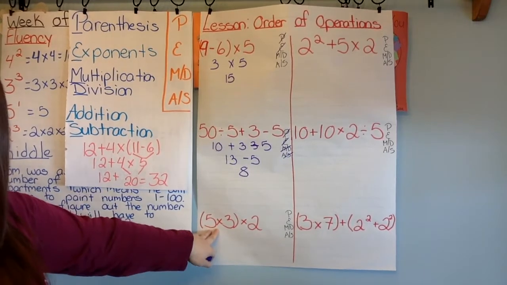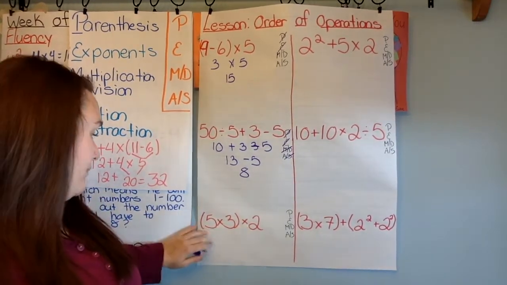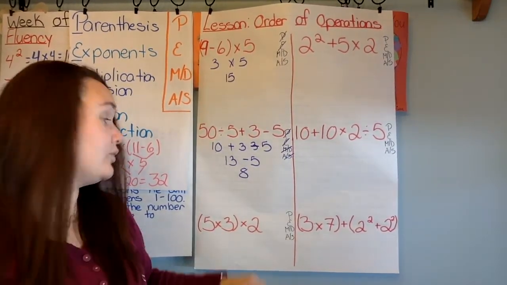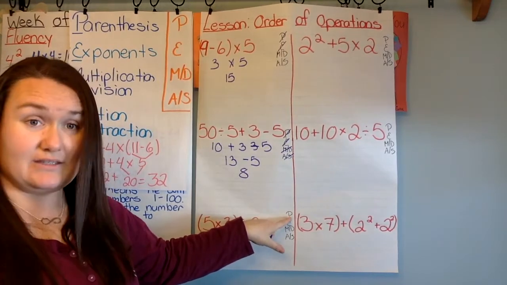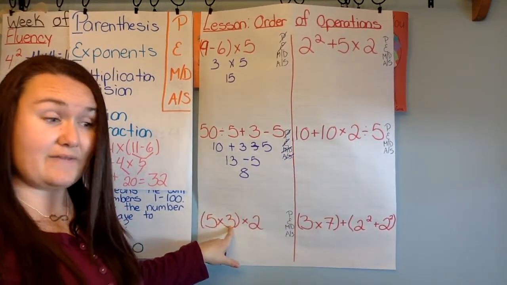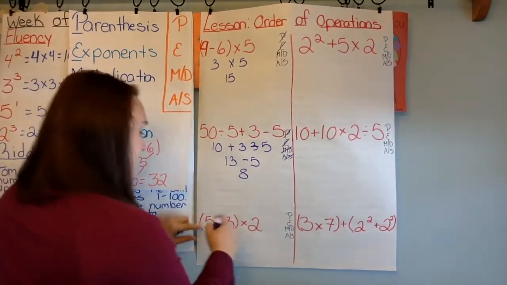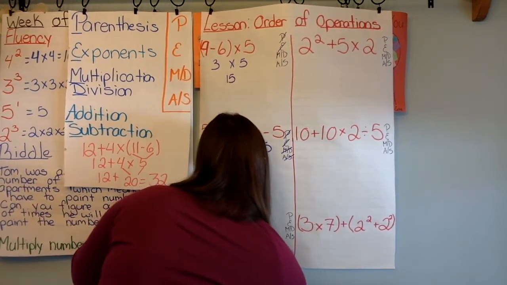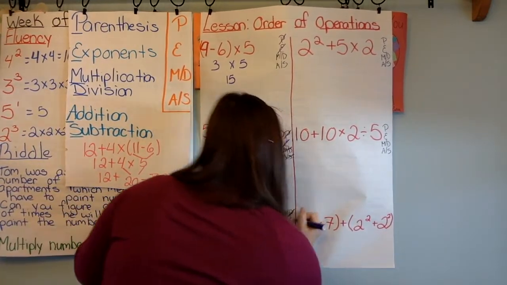So next problem. I have 5 times 3 in parentheses, and I'm multiplying it by 2. So starting at the top, parentheses. Yes, I do have parentheses. I'm going to solve inside that first. 5 times 3 is 15, multiplied by 2.